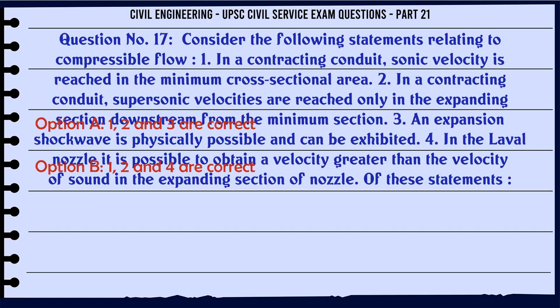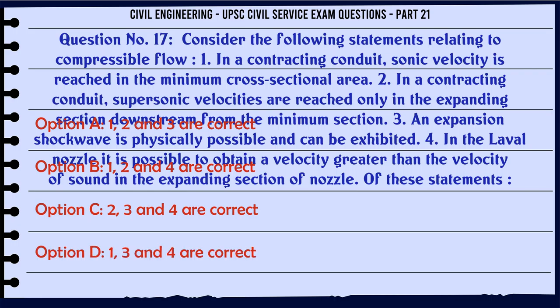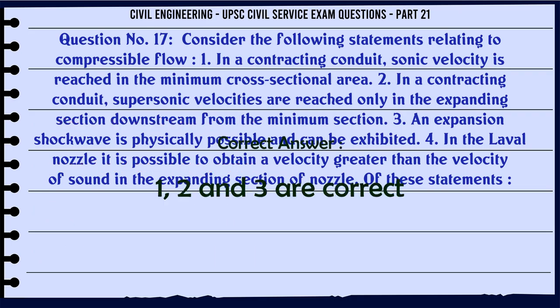Consider the following statements relating to compressible flow. 1. In a contracting conduit, sonic velocity is reached in the minimum cross-sectional area. 2. In a contracting conduit, supersonic velocities are reached only in the expanding section downstream from the minimum section. 3. An expansion shockwave is physically possible and can be exhibited. 4. In the Laval nozzle, it is possible to obtain a velocity greater than the velocity of sound in the expanding section of nozzle. Of these statements, A. 1, 2 and 3 are correct. B. 1, 2 and 4 are correct. C. 2, 3 and 4 are correct. D. 1, 3 and 4 are correct. The correct answer is 1, 2 and 3 are correct.